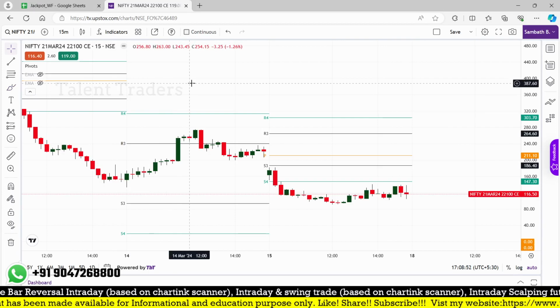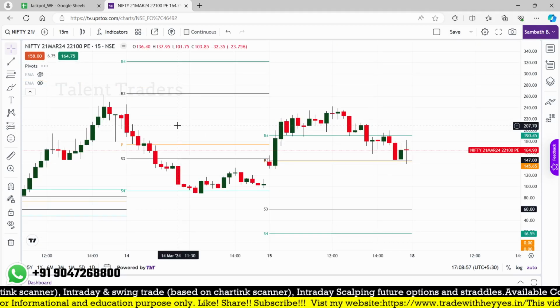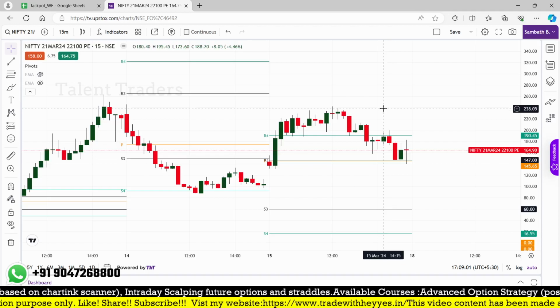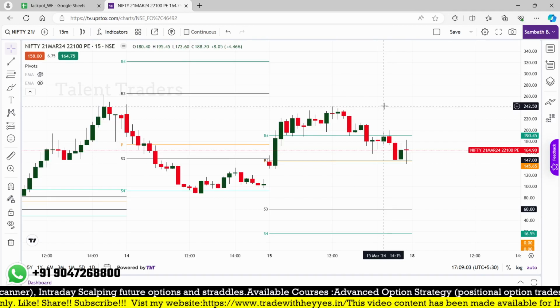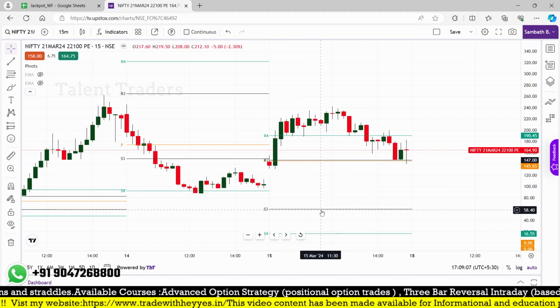At the same time, we are going to look at the Nifty 22,100 put option, whether it breaks the R4 level or not. Here the breakout is given at 190, and it moved to a maximum of 242. And where can we keep a stop loss? Maybe at this pivot level, around 145.